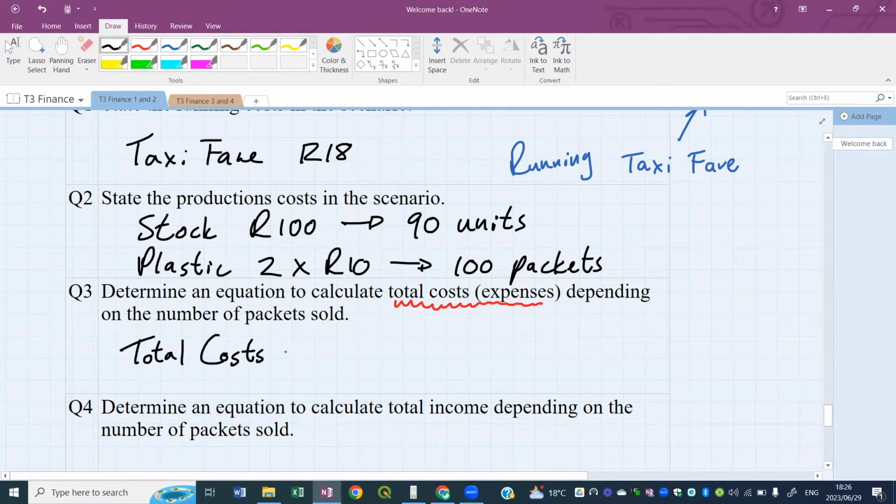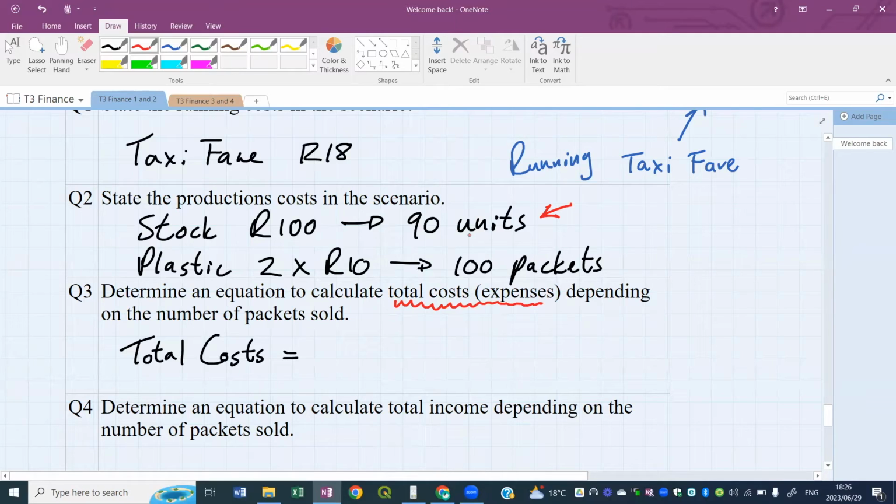Okay, and before I come and do this equation, I'm going to go back up to question 2 and I'm going to break it down a little bit more. Okay, so for this one here, in terms of the stock, I want to know how much it costs for one packet because 100 Rand is for 90 units.